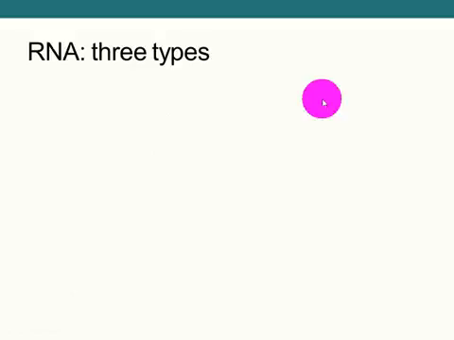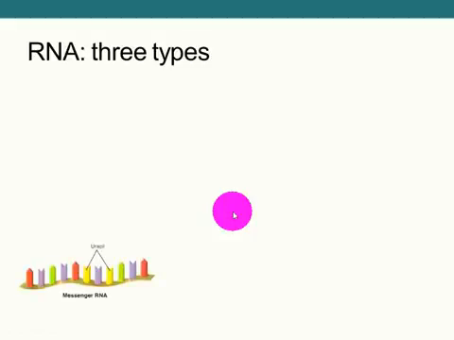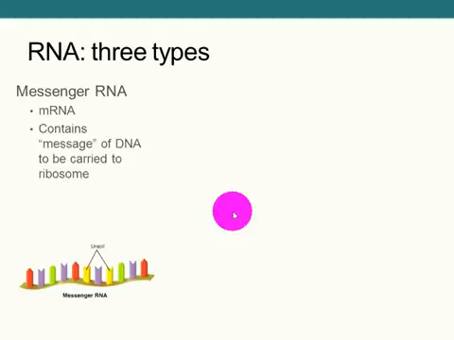With our ribonucleic acid, or RNA, we have three different types, and each type has a slightly different function. So we have one that looks like this, and we call it messenger RNA. We call it messenger RNA simply because it has the message of DNA to be carried to the ribosome. We'll explain that more as we talk about transcription and translation, but that's where the M comes from.